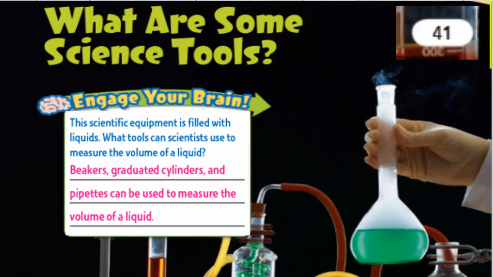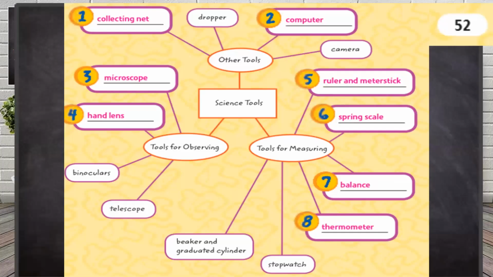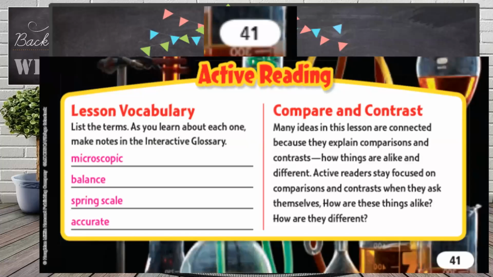These are the vocabulary of our lesson. We talked about microscopic. You know what is microscopic? And a balance, you know what is a balance, a spring scale, and accurate. Now, let me ask you, what is microscopic, Feiruz? Do you have any idea about microscopic? Can you tell me, please, what is microscopic? It's the thing that you can see with it. Okay, thank you, Feiruz, for your try. Maria, can you tell me, please?